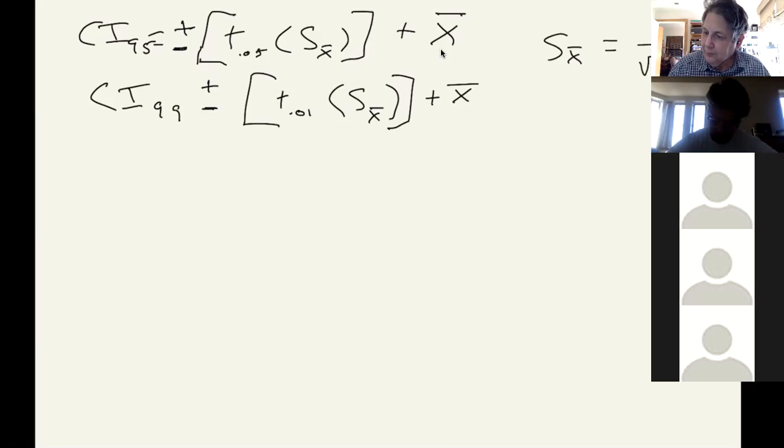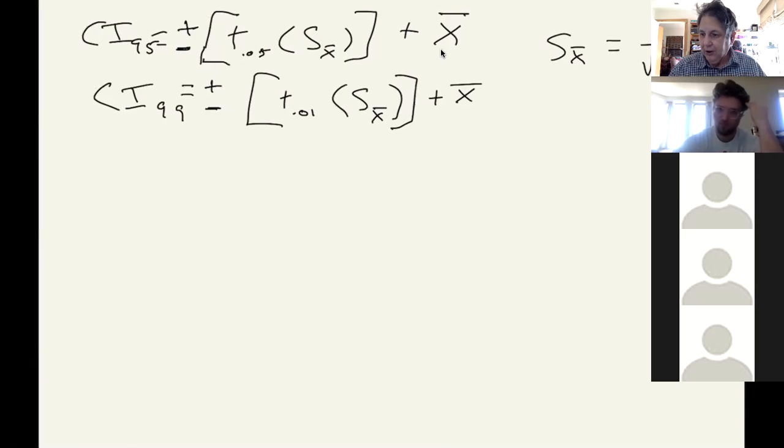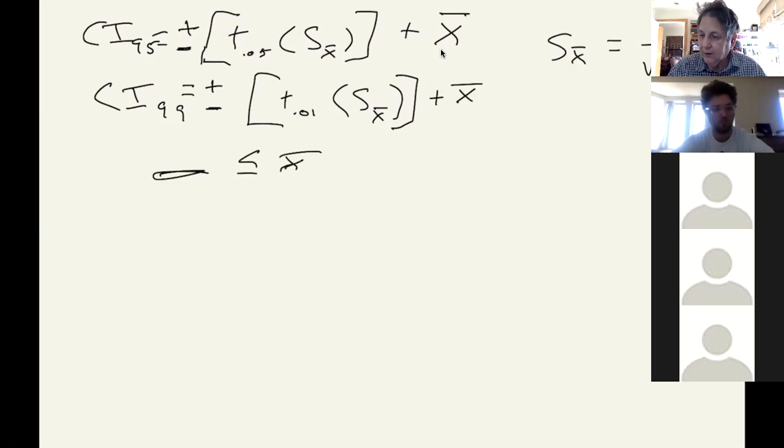So this is going to give us two numbers. It's going to give us the number when we get this stuff in the bracket and subtract it from the mean. That's that negative sign. And we're going to get a top number when we add that mess to the mean. That's going to give us a low number, which is going to be less than the mean, and a high number. That's our margin of error. That's our confidence interval.